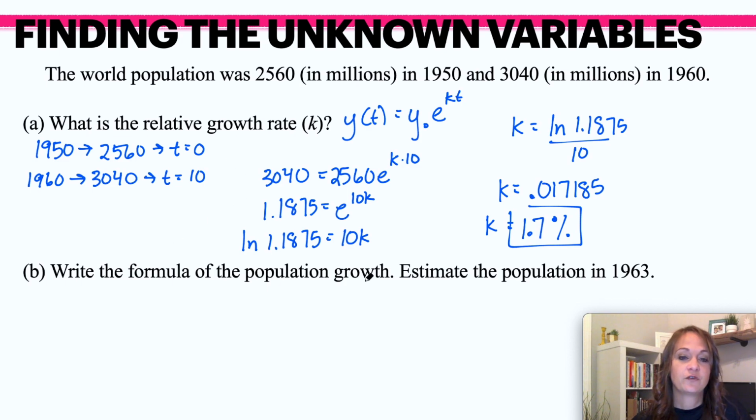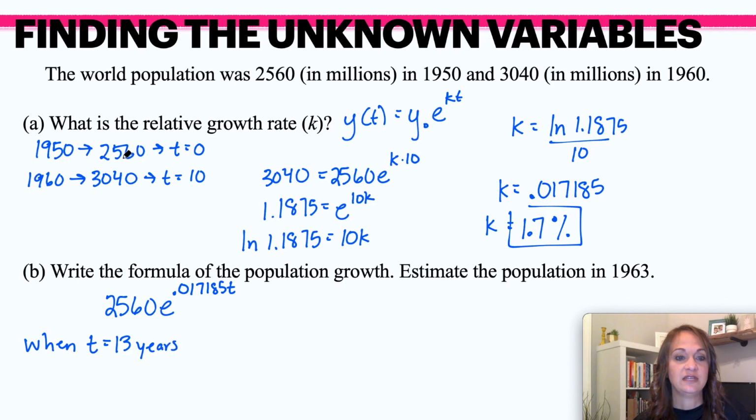Now, write the formula for the population. So now that we know k, don't keep it as a percent, make sure it stays a decimal. It says estimate the population in 1963. Well, the initial population was 2560, e raised to the k, which we now know, times t, and we want to know when 1963 is going to be 13 years after the initial population.